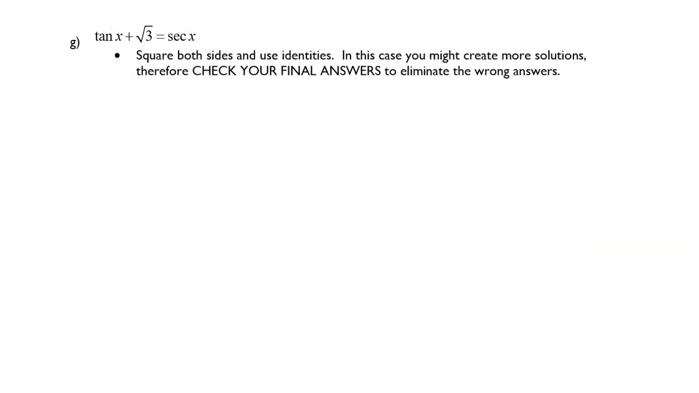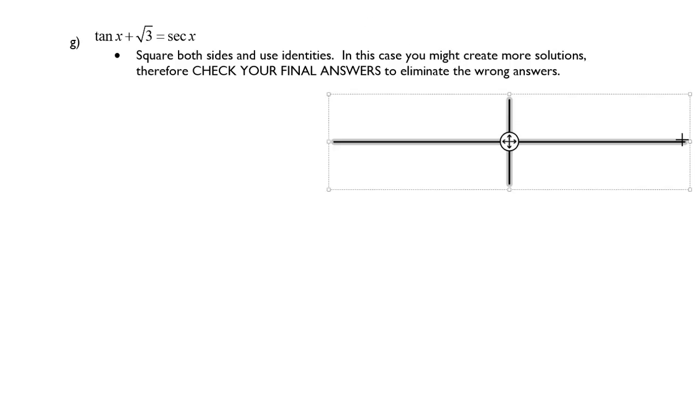In this example, we have tangent x plus root 3 equals secant of x. It's going to be helpful to think of the actual equations that are being set equal to each other in this example before we do much else. So first of all, let's recall what secant is. Secant is 1 over cosine, or the reciprocal of cosine. So let's sketch cosine first.